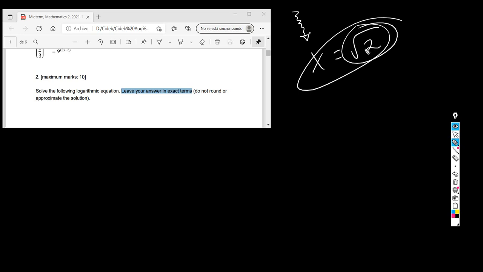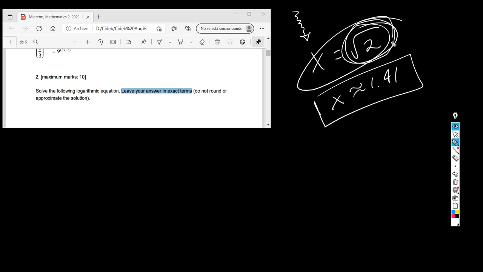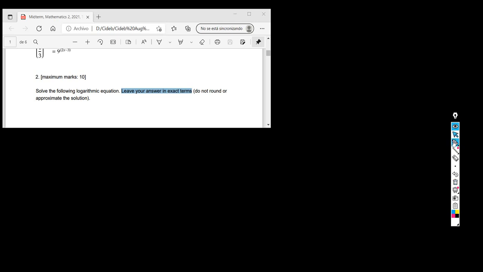Leave it like this. There is no reason for trying to get this number into some decimal approximation, such as 1.41. No, this is not exact. The square root of 2 is not 1.41. The square root of 2 is a number that is represented by this symbol. That's it. That's all you have to write. This is the exact term. This is what I mean by saying leave your answer in exact terms. So, with that little remark, let's continue.